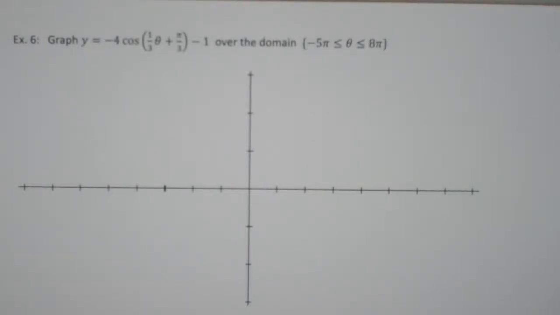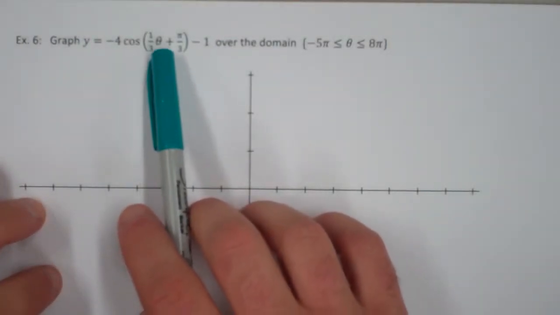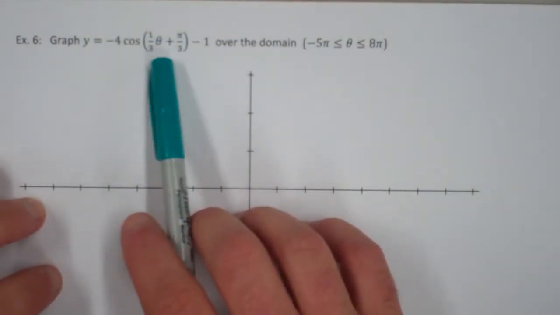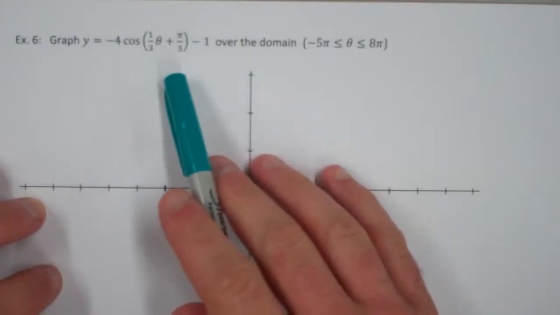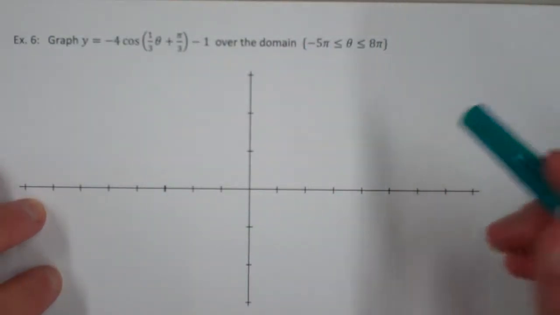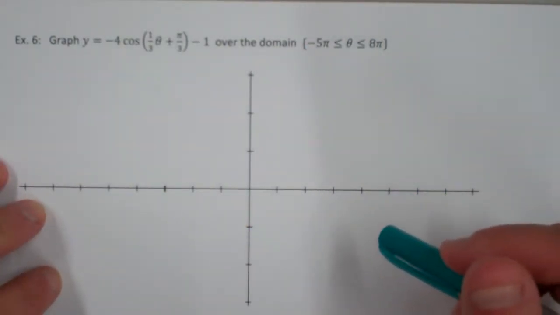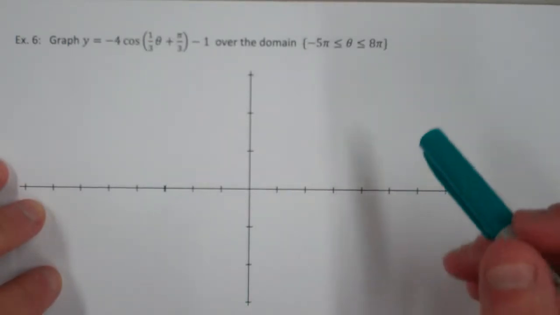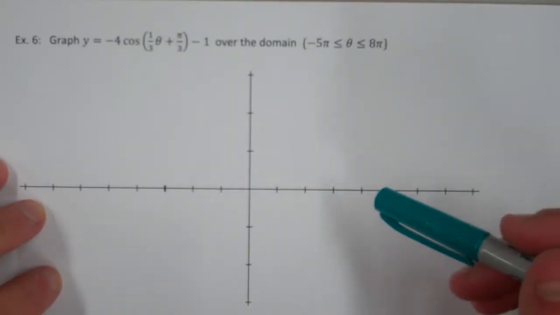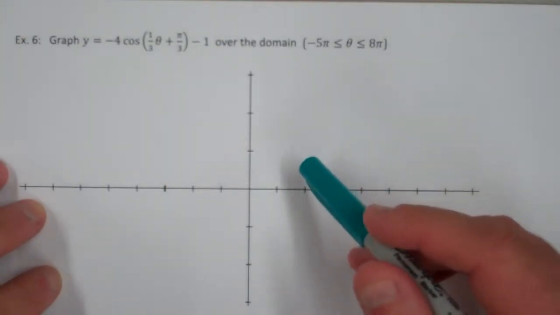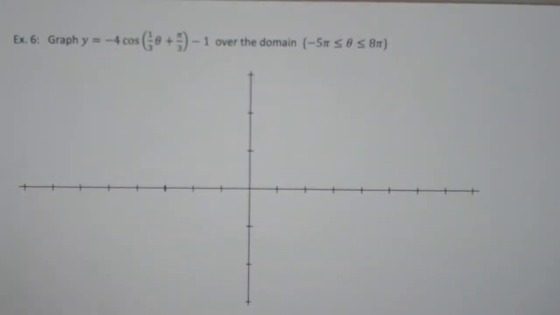In example 6, we need to graph y equals negative 4 cosine of 1/3 theta, and you'll also see theta divided by 3 plus pi over 3 enclosed in parentheses, then minus 1. We also are not given our axes, or labeled at least, like the last one, so this will be a little bit different. We're going to look through this and see what we can find out though.